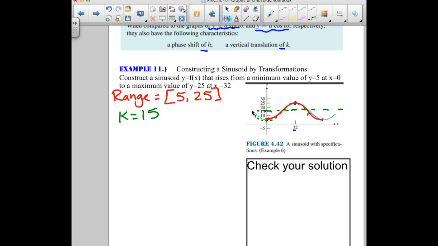Okay, so from 15 we could go up 10 to 25 or down 10 to 5. So we're saying the amplitude is 10. What else do we know? Have we done any kind of phase shift? If we're thinking of it in terms of cosine, we said we didn't need a phase shift, right? All right.